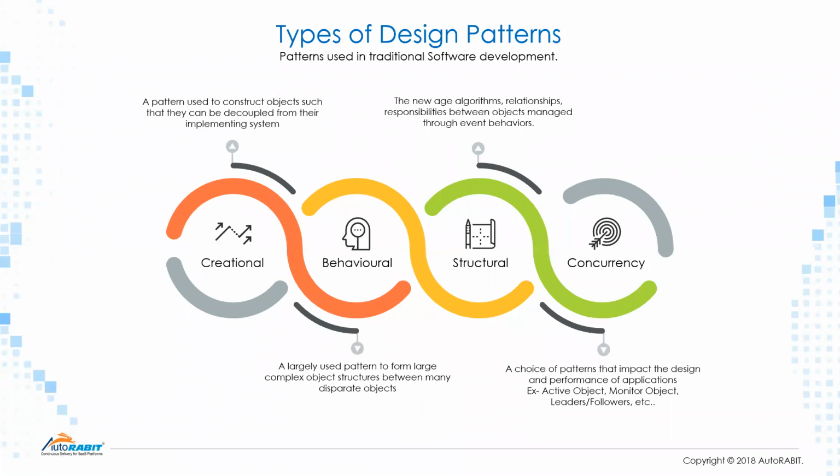Behavioral is a pattern where you are initializing complex object structures between disparate objects. You also have structural, which is the most commonly used between structural and concurrency. The new age algorithms, relationships, and responsibilities between objects are managed through event behaviors. For example, you do a click event action on your application. What are the 1, 2, and 3 things that will happen based on the relationship database that you have or the class hierarchy structure that you have?